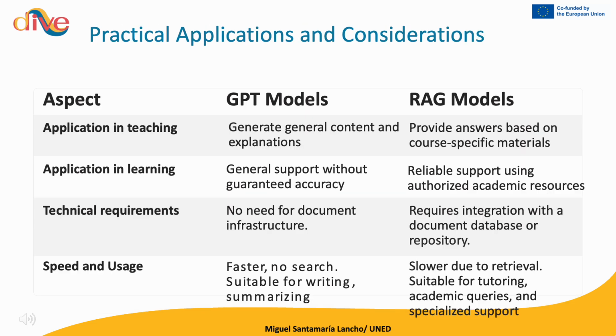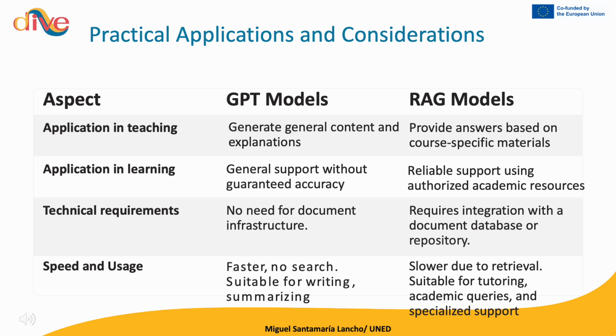In this final comparison, we focus on how each model can be applied in educational practice. GPT models are highly useful when speed and creativity are key. For example, they can be employed to generate general texts, paraphrase, write summaries, or explore alternative formulations of ideas. Their main advantage is speed and ease of use, since they do not require connection to any source of documents. However, they do not ensure fidelity to curricular content.